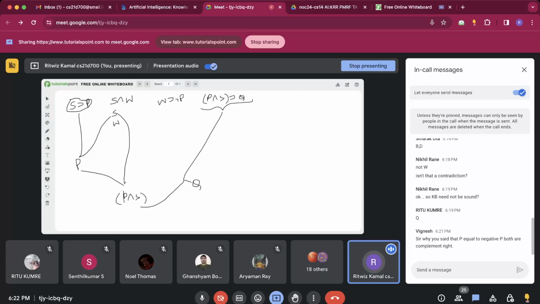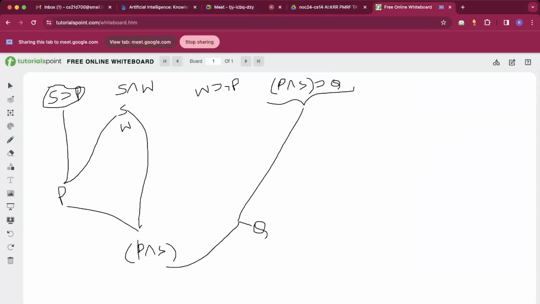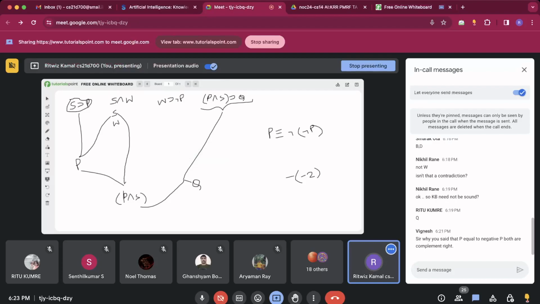Vignesh, I didn't say that P is equal to negation of P. I said that P is equivalent to negation of P. Okay, this is somewhat similar to in arithmetic when we say minus of minus 2. What is that? That is equal to plus 2, right? It's analogous to that. So are there any further doubts in this particular question?